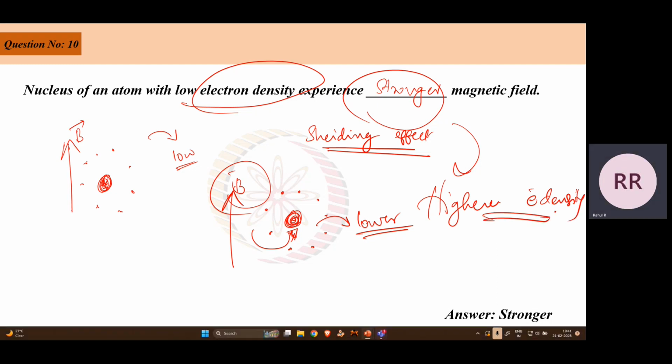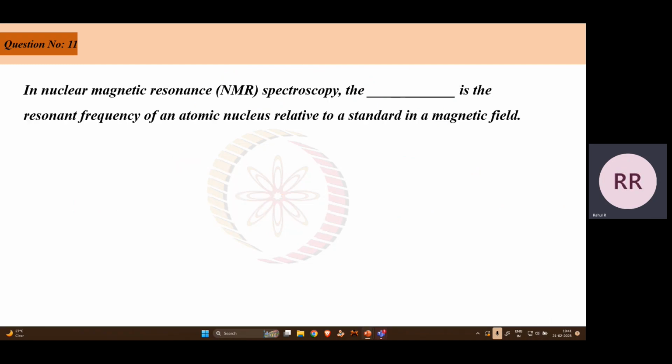Okay. I think you guys were able to answer this question. Now let me go to the next question, which is: in NMR spectroscopy, the dash is the resonant frequency of an atomic nucleus relative to a standard in a magnetic field.